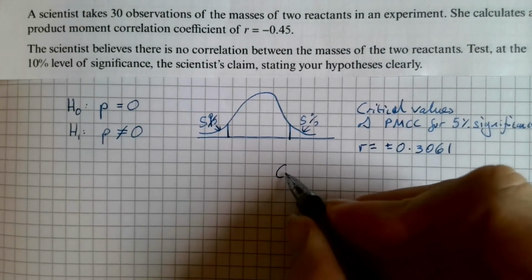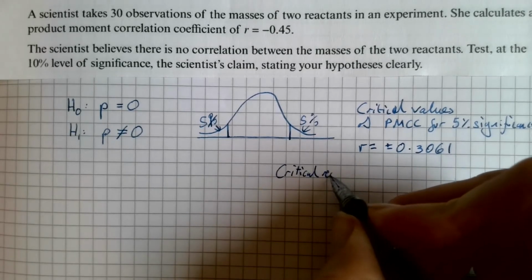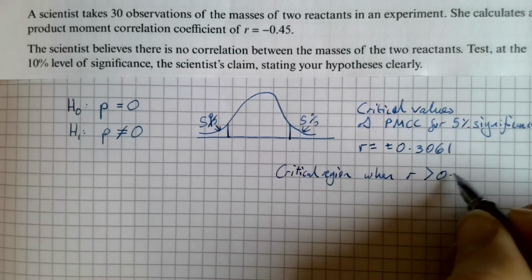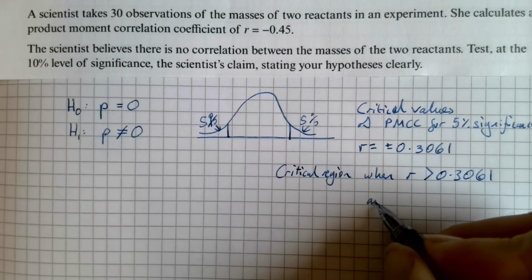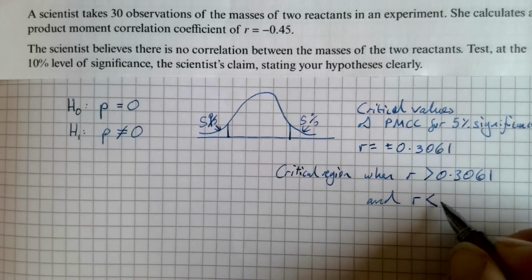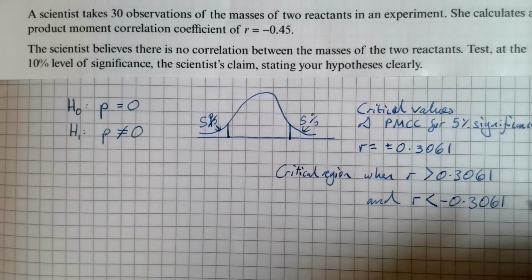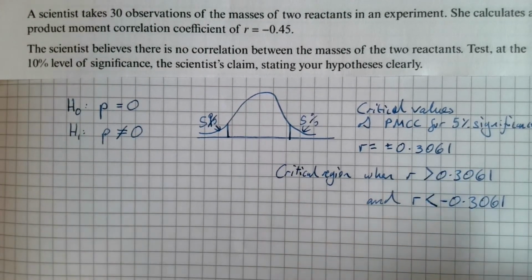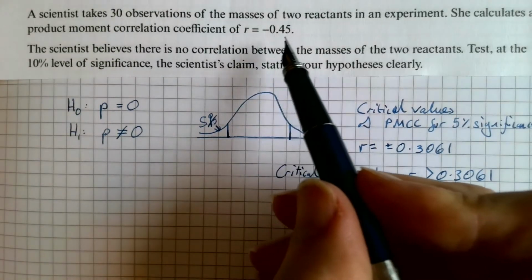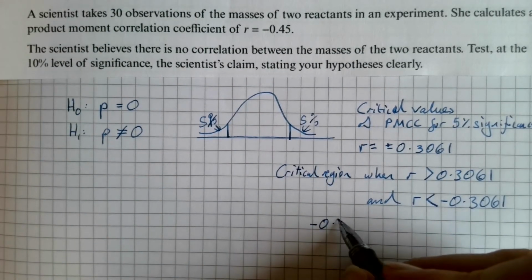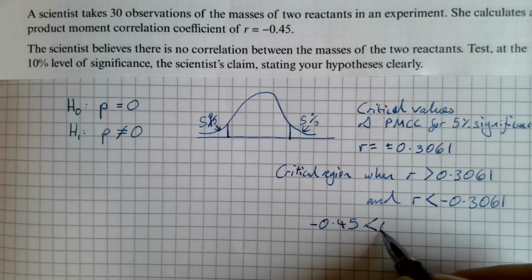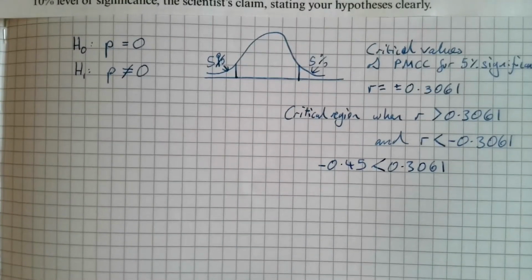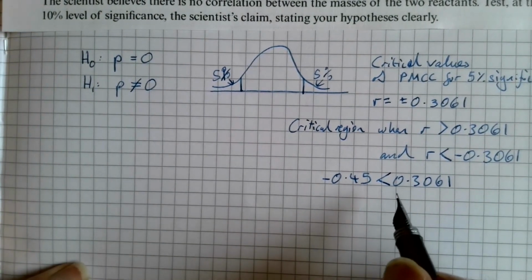So that means our critical region, as it's called, would be when R is bigger than 0.3061 and when R is smaller than negative 0.3061, so closer to negative 1 and therefore being more significant. Now what we've got here is here negative 0.45 is smaller than negative 0.3061, and that means that that is enough to reject the null hypothesis.